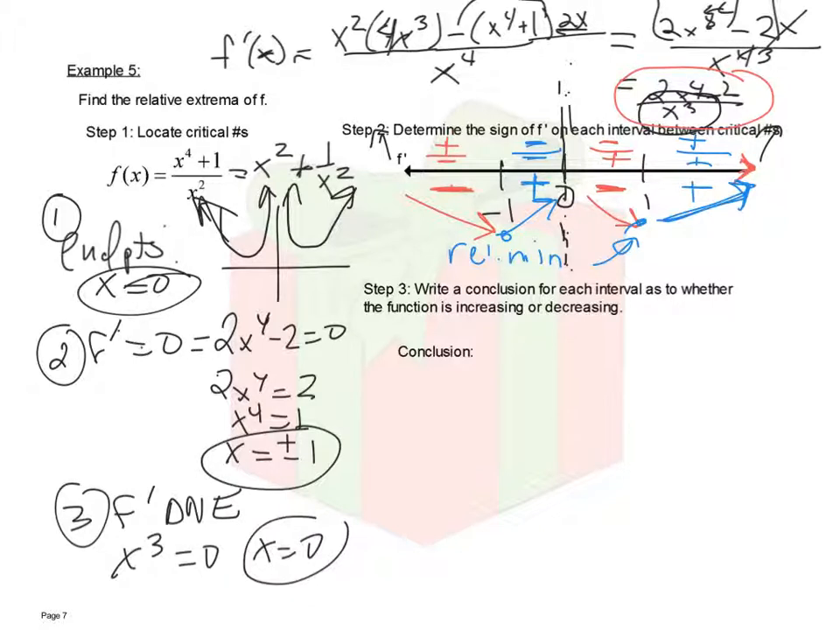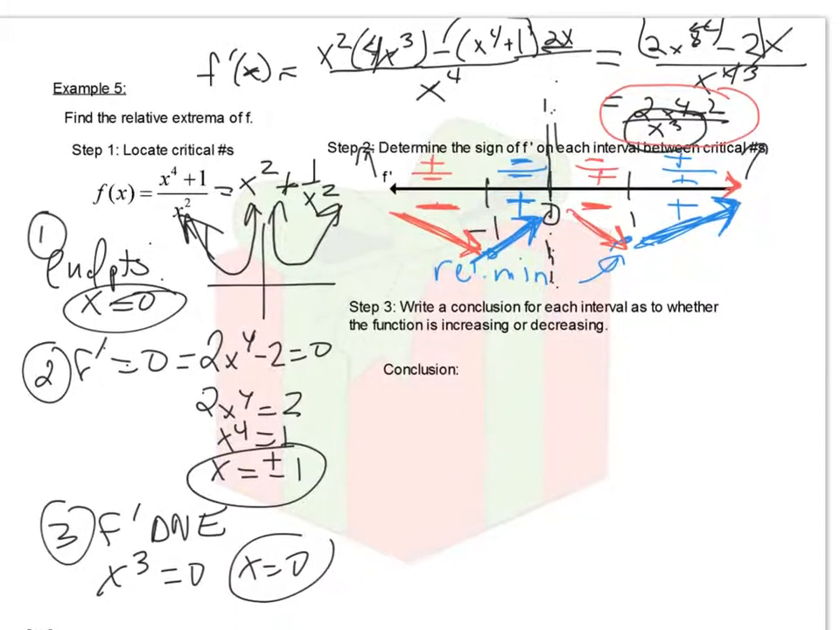I'm not going to talk about increasing and decreasing this time to save some space, but if you really want to, I'm going to just say it out loud. So f is decreasing from negative infinity to negative 1 and 0 to 1 because f prime is negative, or the slope is negative, and f is increasing from negative 1 to 0 and 1 to infinity because f prime is positive. The slope is positive. The derivative is positive. All right, so let's talk about extrema.